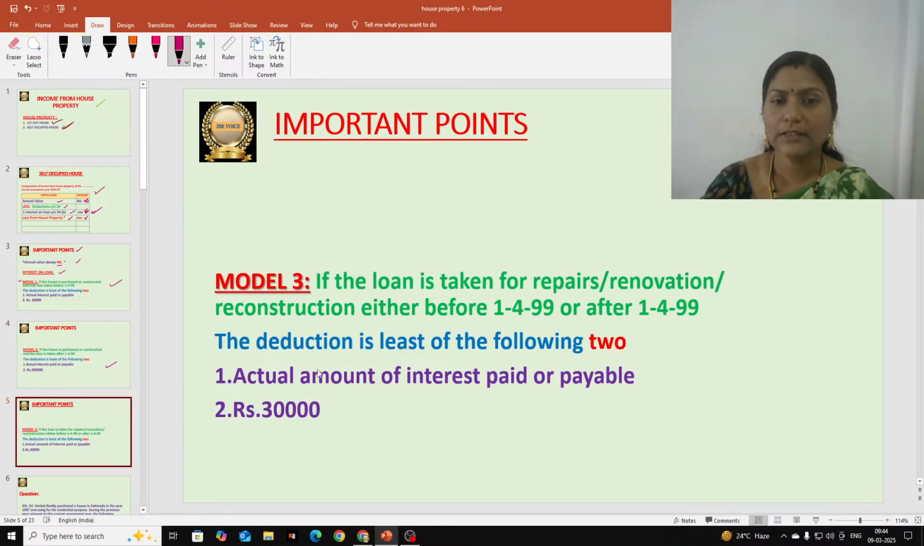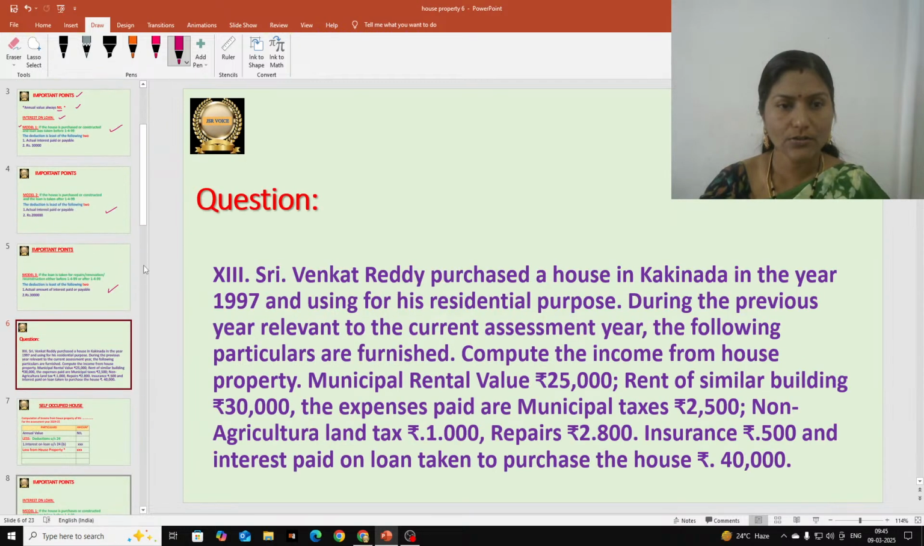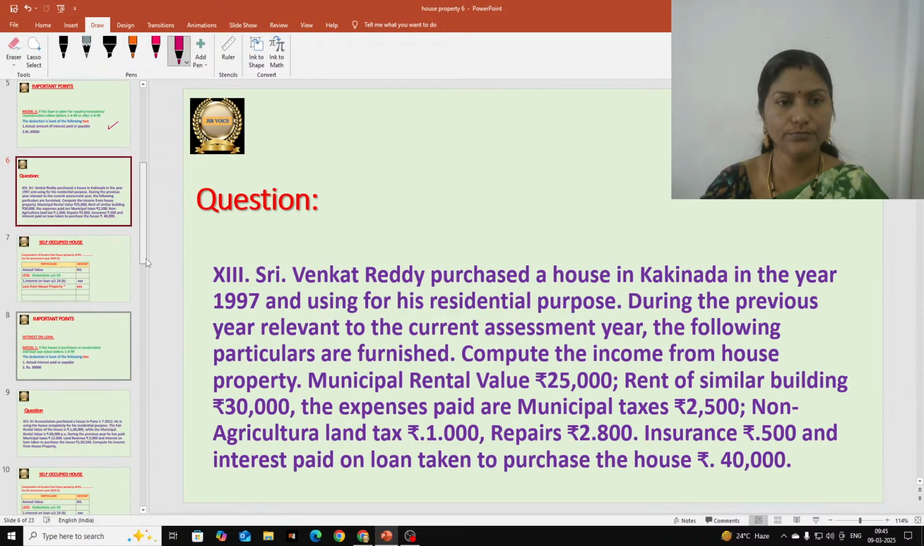And next, model 3: the loan was taken not for constructing or purchasing the house, but for repairing, renovating or reconstructing the house, either before 1-4-99 or after 1-4-99. Then we should follow this. So these are the three models that we should follow while doing problems under self-occupied house, students. Let us discuss one question and solve it. This is the first question that we are going to do.